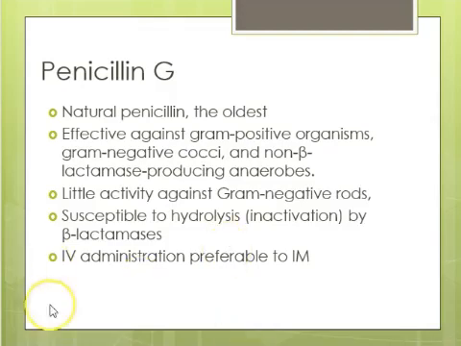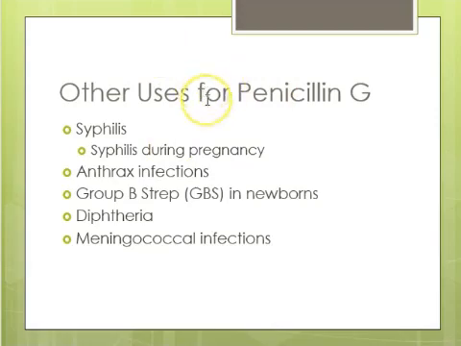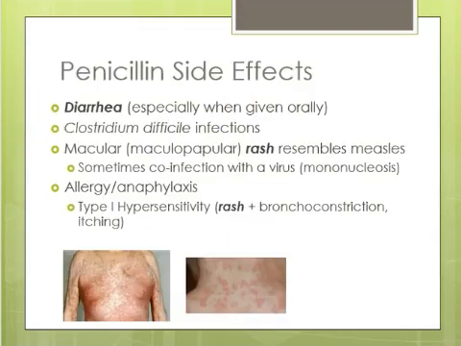All right. We found clinically that the IV administration is much more preferable to the intramuscular or IM administration, and that's due to a variety of factors, mostly centered around pharmacokinetics. Other uses for penicillin G are listed here, including syphilis, as well as syphilis during pregnancy. And then in terms of the newborn, we're looking at the treatment of group B strep or GBS in the newborn patient. The side effects for penicillin are legendary.